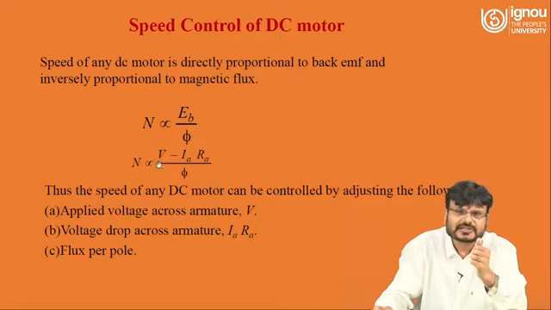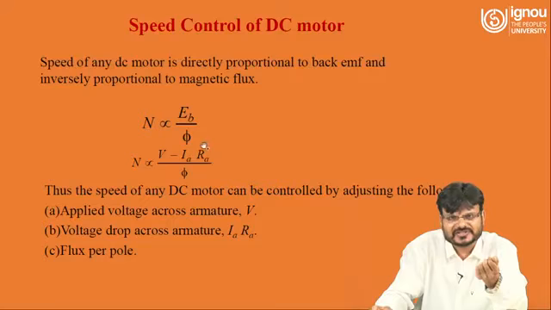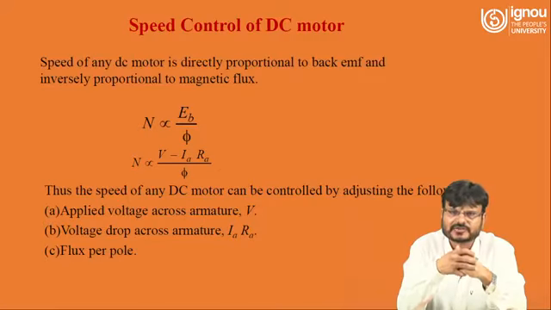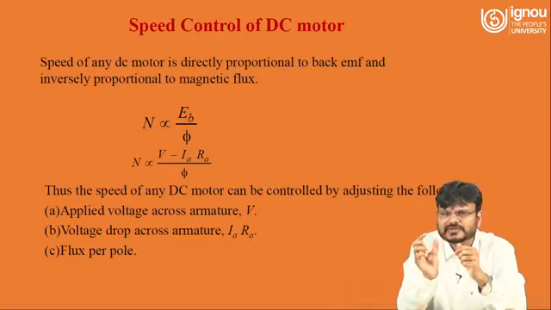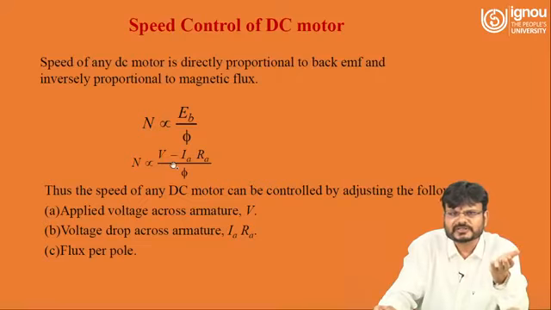If you are able to step up or increase the voltage, that means you can increase the speed. Similarly, you can also control the speed of the DC motor by the armature resistance, or you can say by armature current. If you are putting some extra resistance in series with the armature, then what is happening? This IA RA will increase. If this IA RA increases, that means V minus IA RA will reduce. That means the speed of the DC motor will be reduced. So if you are controlling the speed of the DC motor by the armature control method, you are able to control the speed below the rated speed only.